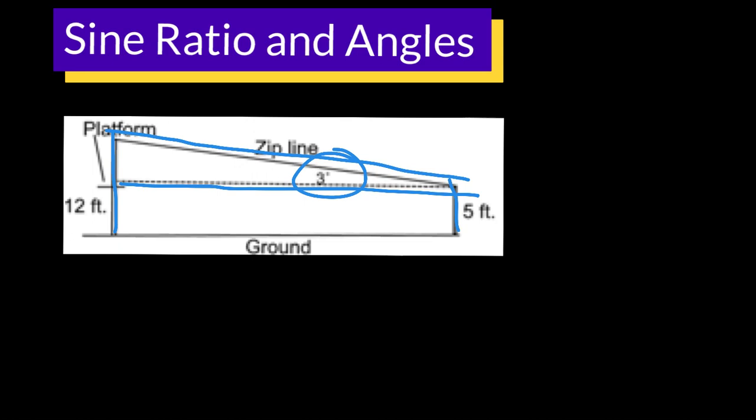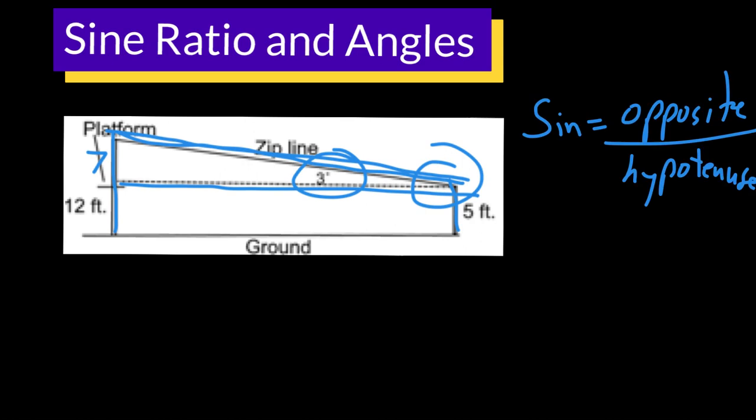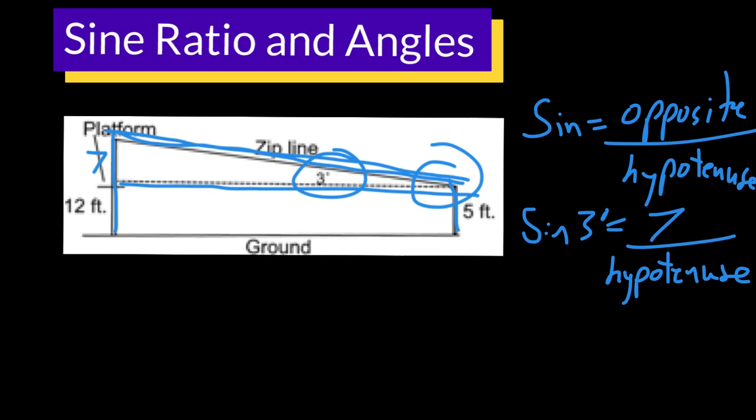So looking at our diagram here, we can see that what we're working with is actually a right triangle. And the angle of this angle here is going to be 3 degrees. The opposite side here is 7 feet because that's the difference in the height of the poles. So we can use the sine ratio to find the length of the zip line, which is the hypotenuse. So we know that sine is equal to the opposite over the hypotenuse. So in this example, it's the sine of 3 degrees equals 7 feet over the hypotenuse.